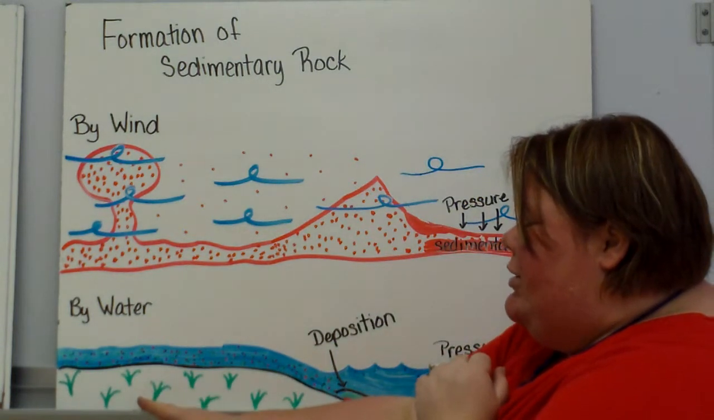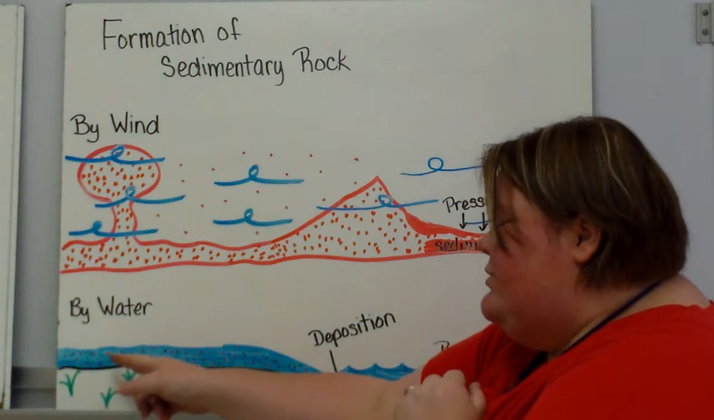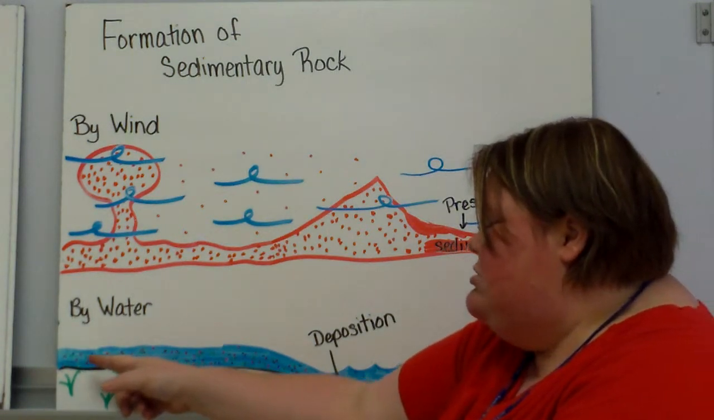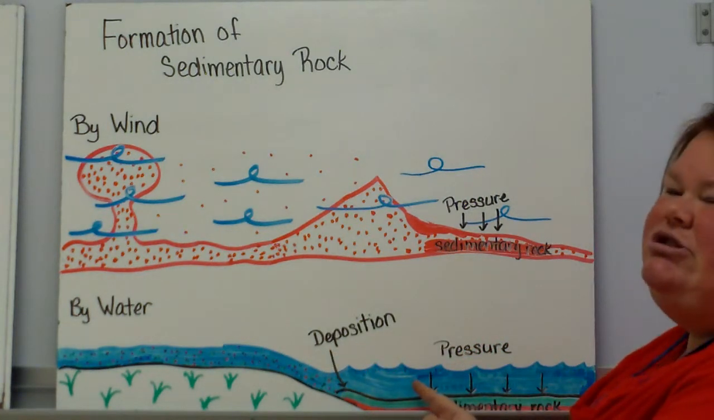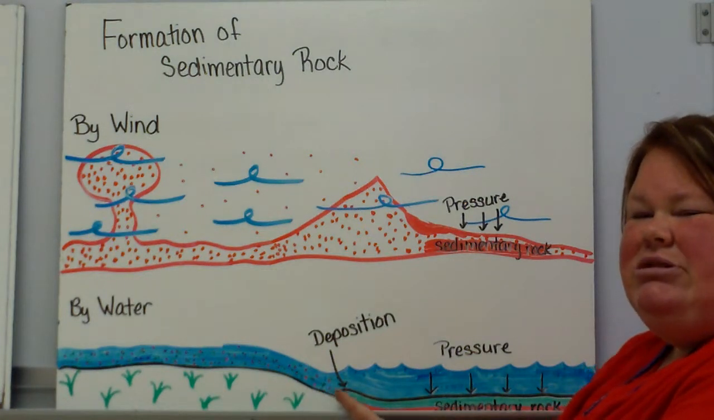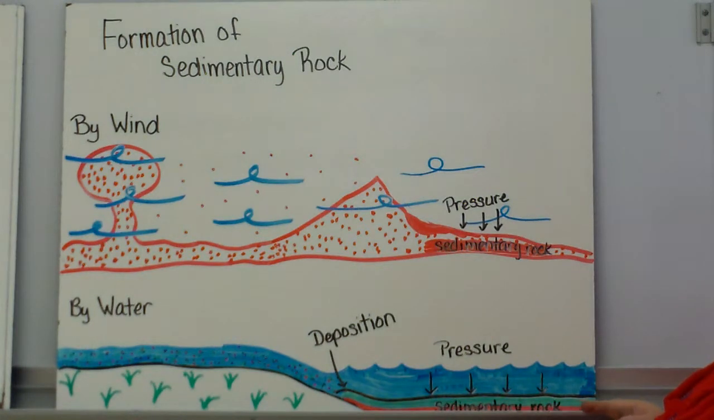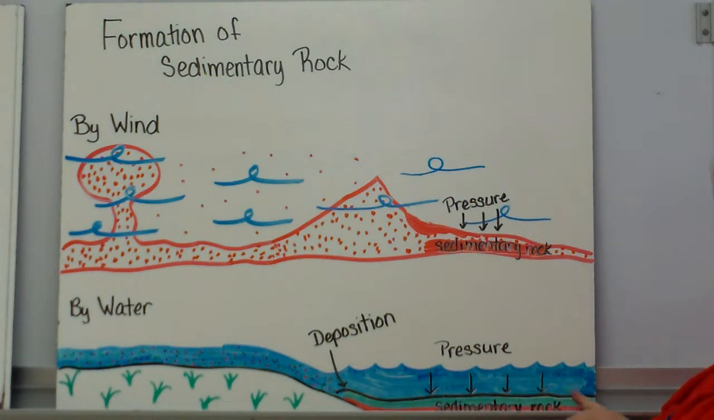Then we have by water, which in this case we have a river, and there are sediments. As the river flows, it picks up that sand and that dirt and other particles, and it carries them down the river and eventually into the ocean. Once the river reaches the ocean, the water slows down and that sediment starts to build up at the bottom of the ocean. So down here we have a layer of red sediment, and then on top of it is a layer of green sediment. Then on top of that we have a layer of black sediment.